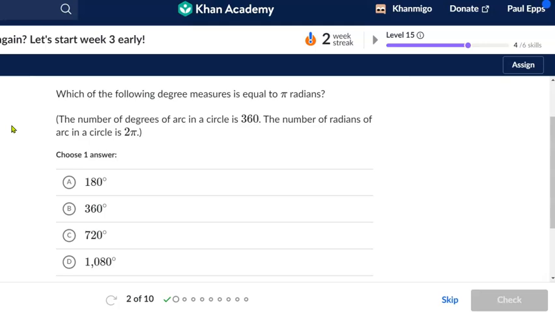Which of the following degree measures is equal to pi radians? They helpfully note here that the number of degrees of arc in a circle is 360. The number of radians of arc in a circle is 2 pi. So to get to pi radians, we would divide 2 pi in half and then divide 360 in half. Pi radians is 180 degrees.